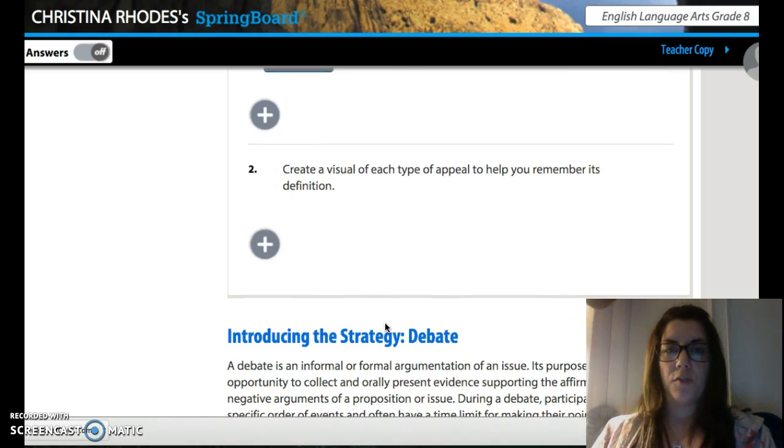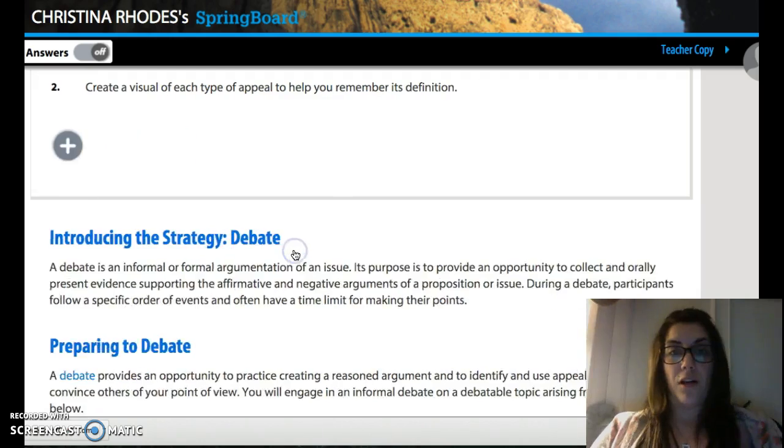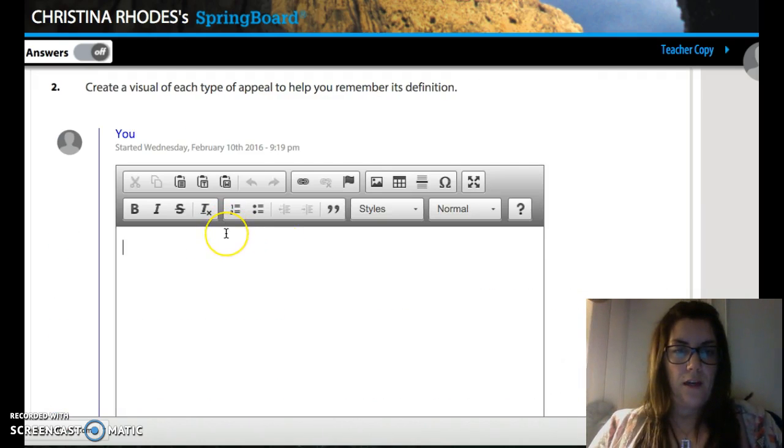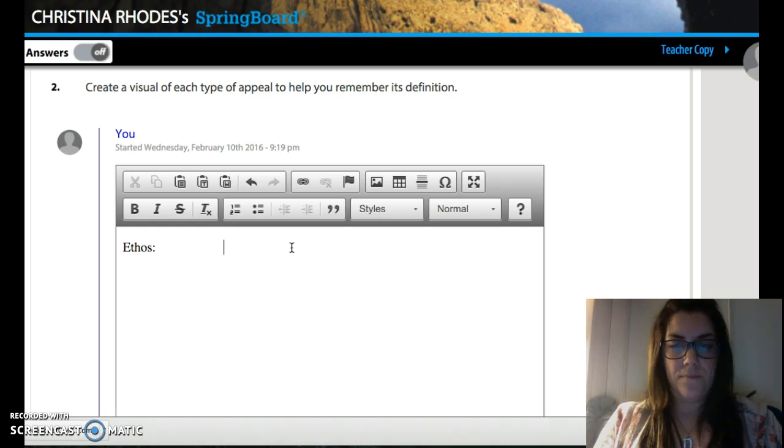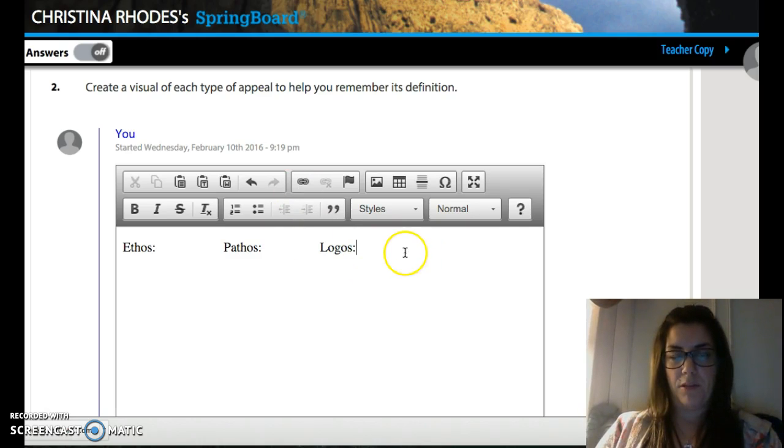Okay, number 2, create a visual of each type of appeal to help you remember its definition. So you're going to draw a picture for each one. So for ethos, what could a picture be? You're going to draw a picture. Then you're going to draw a picture for pathos and logos. So logos is facts. So maybe I would draw like a graph or a percentage to help me remember its facts or statistics. That would help me personally. Please draw 3 pictures. I will pause it now.